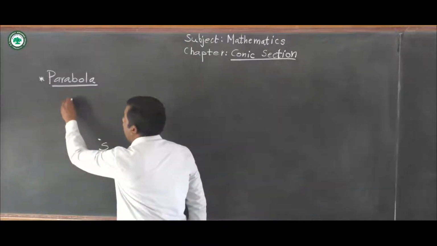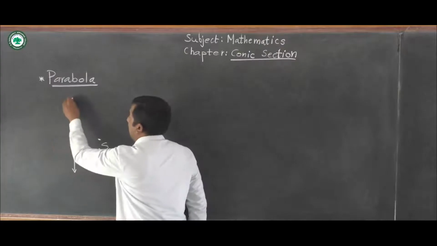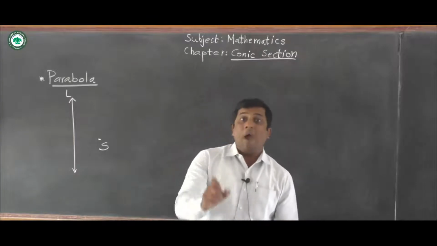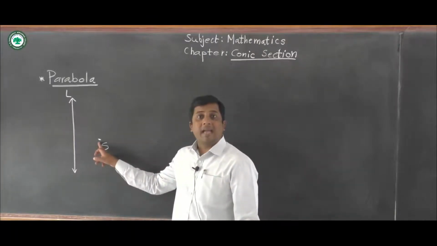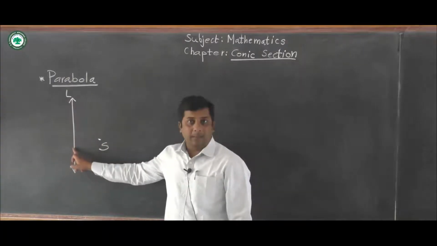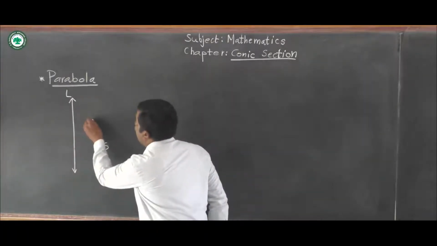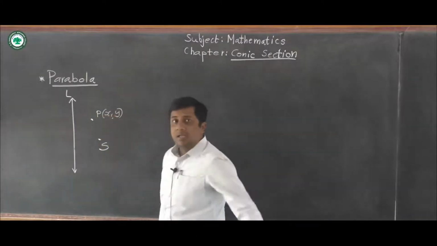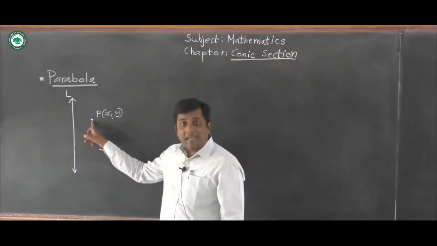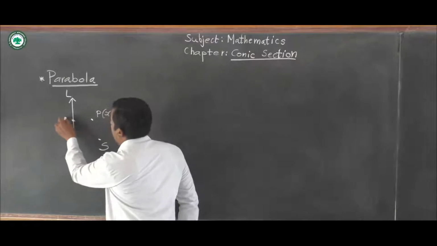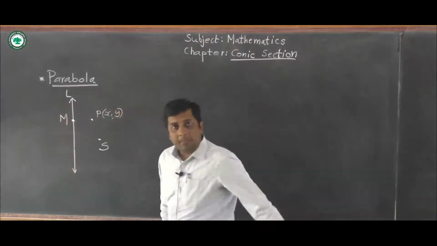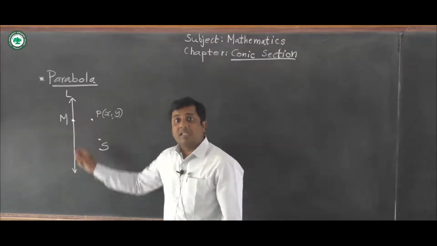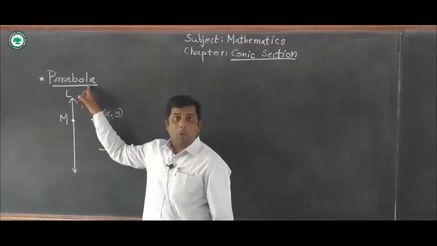Then we consider one line. Suppose this is our line L. We have to consider the set of points which are equidistant from this point S and from this line. Suppose P is any point here, having coordinates x, y. So the distance SP is equal to the distance PM. Remember, we consider these two distances, SP and PM, to define the parabola.